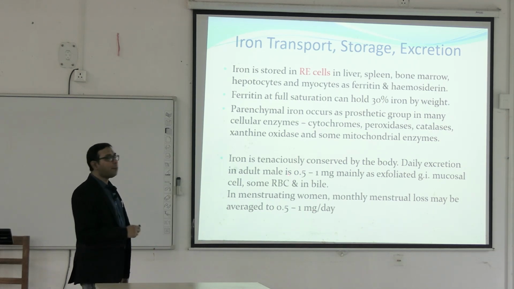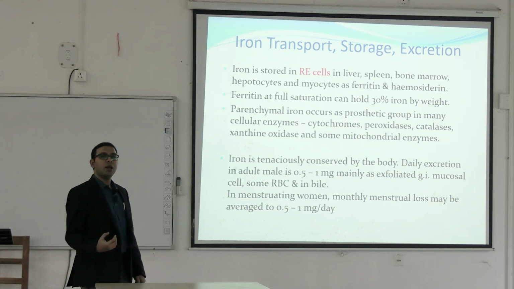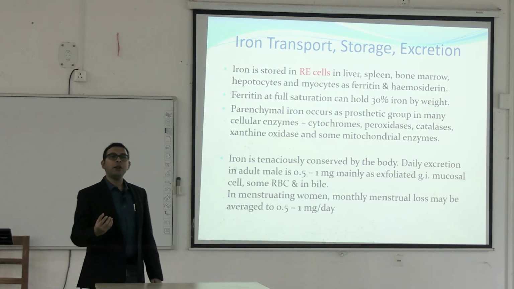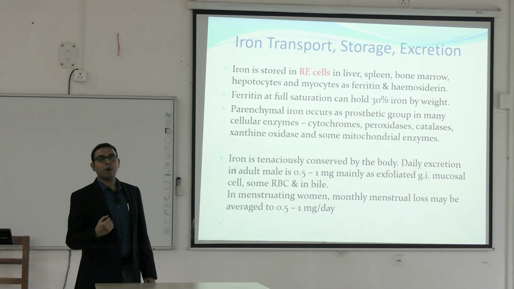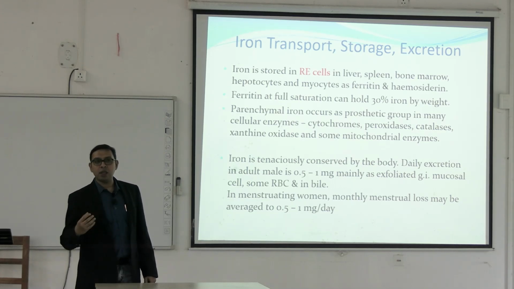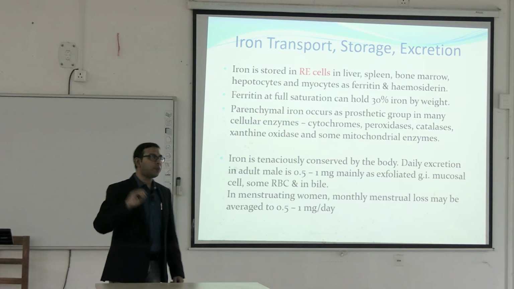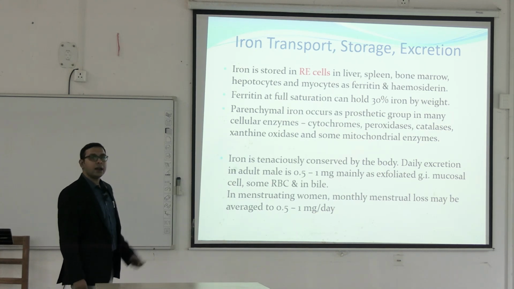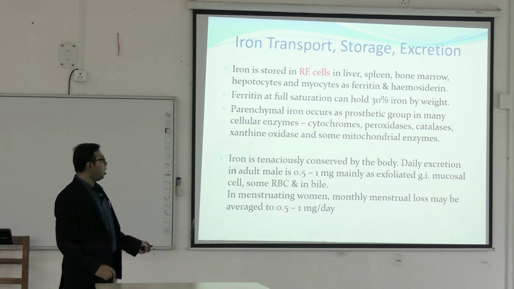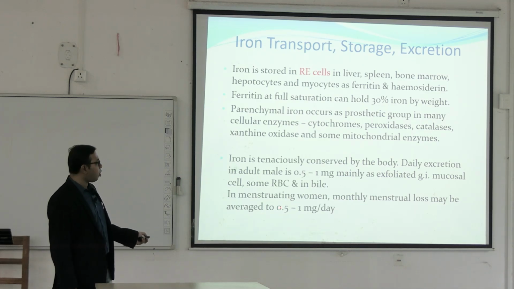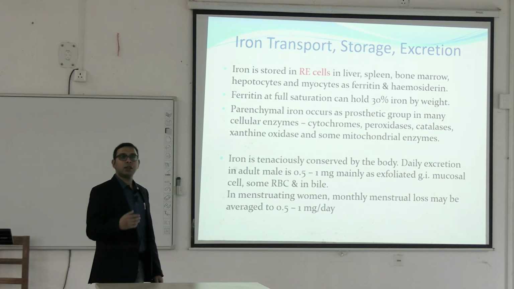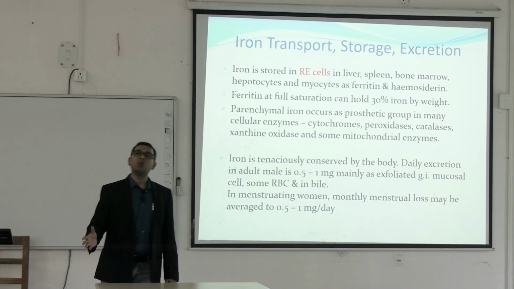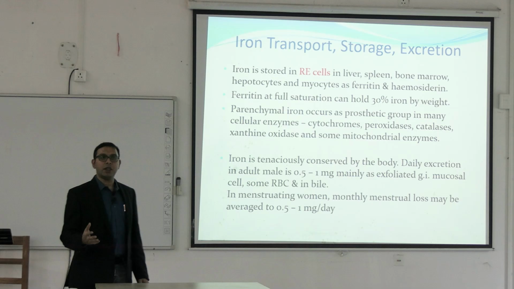Iron is tenaciously conserved by the body. Remember, whatever iron is absorbed, most of it is ultimately stored within our body in the enterocytes and different reticuloendothelial cells, mostly in the form of ferritin, some part in the form of hemosiderin. That's why it is tenaciously conserved. Daily excretion in adult males is only 0.5 to 1 milligram, mainly as exfoliated gastrointestinal mucosal cells, some RBC and in bile. This is how excretion happens. In menstruating women, monthly menstrual loss adds more, about 0.5 to 1 milligram per day. That's why in females the iron requirement will be more, and iron deficiency anemia is very common in females.